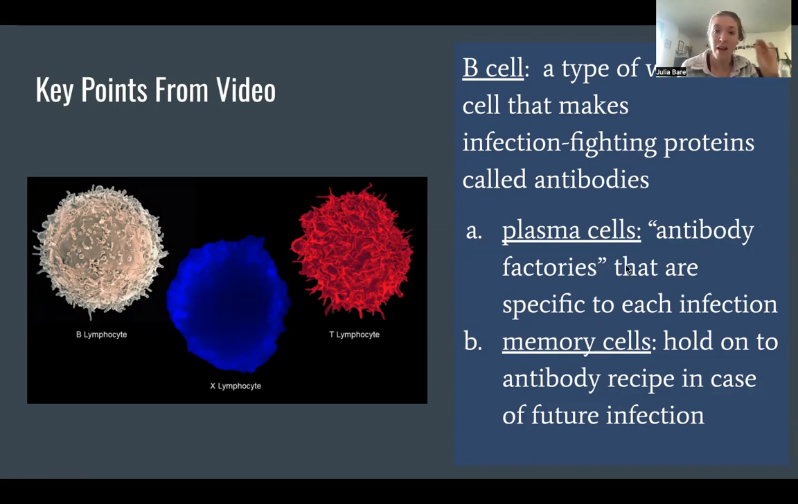Plasma cells are going to be antibody factories that are specific to an infection. And so they're going to be the ones that recruit an increased immune response to the site of infection. Memory cells are going to hold on to the recipe of that particular antibody in the case of a future infection.